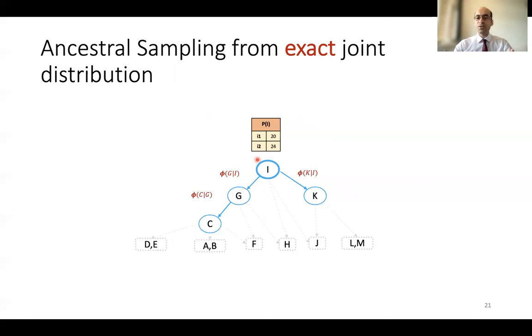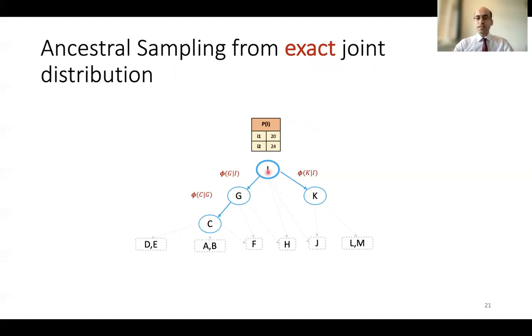By the way, all these calculations are exact, and the factorized distribution that we calculate is an exact distribution. So the sample is an exact uniform sample. So we use ancestral sampling. We first generate a sample for I, and then we generate G for that chosen I, and then C given G and K given I.